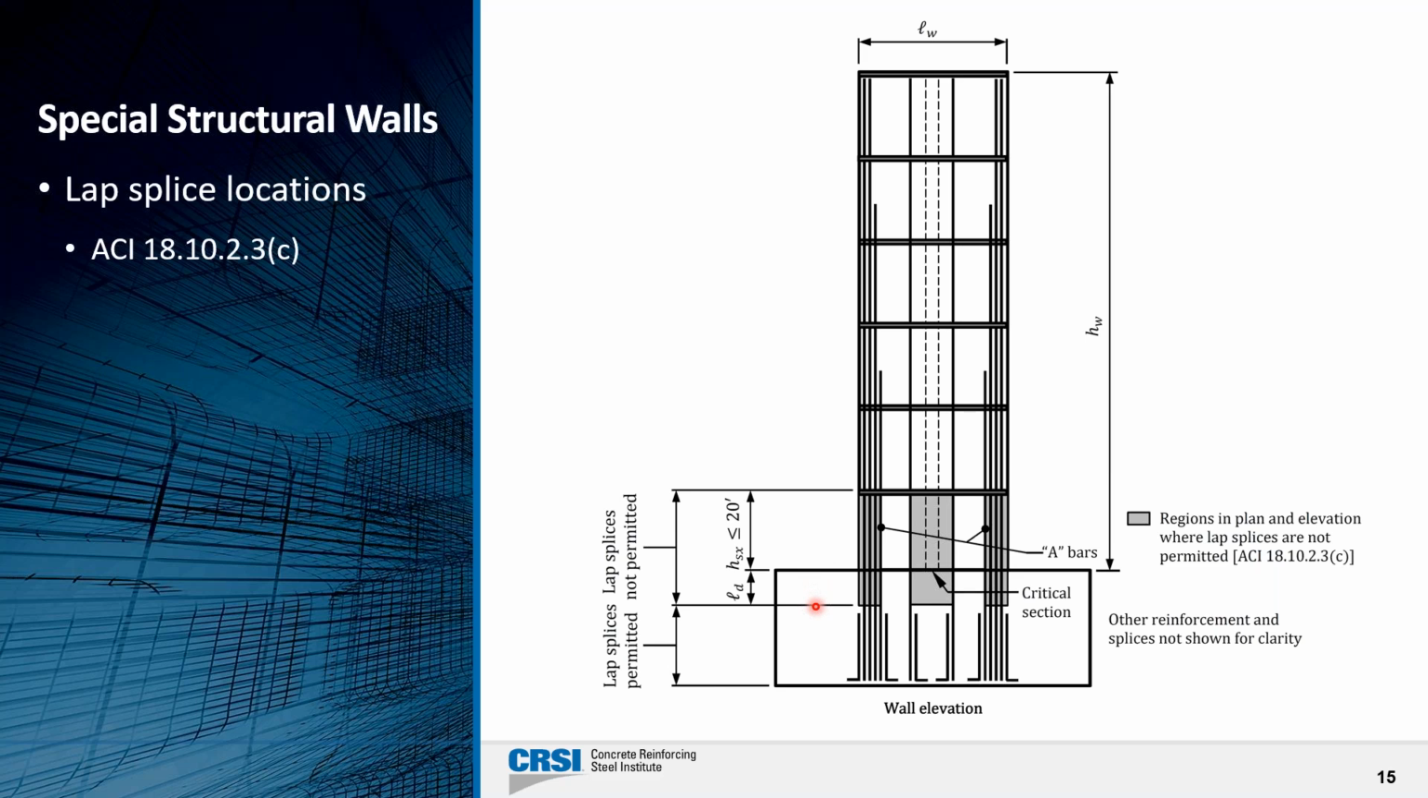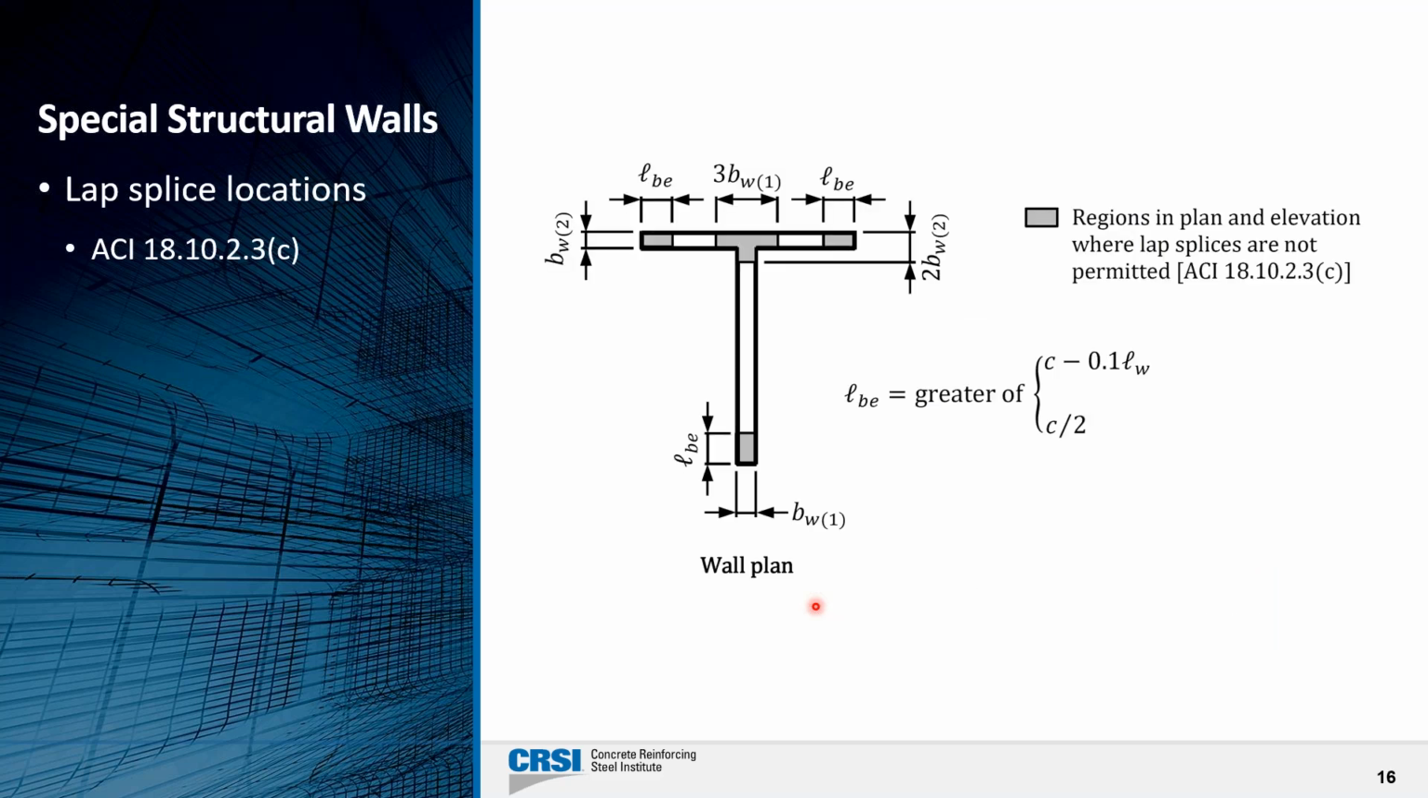As we know, these lap splices, when subjected to relatively large compressive forces, are not going to perform very well. So in elevation, they are not permitted in the first story height, H sub x, or 20 feet, and L sub D below that in the foundation. Now in plan, they're not permitted in the grayed out areas that are shown here as well.